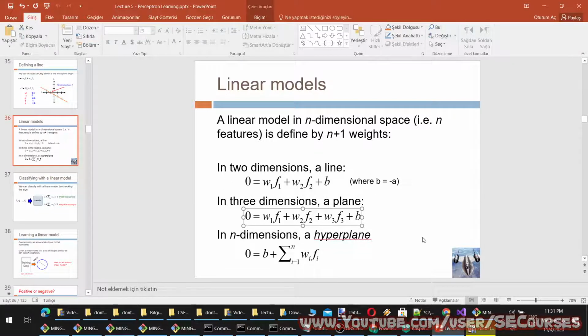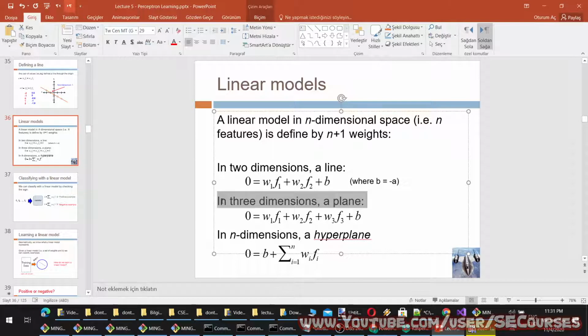Some of them would be equal to 0 if we try to separate them with a single line. Actually, this would be a plane. This is not a line anymore. In more than 2 dimensions, it becomes a plane. In n dimensions, it becomes a hyperplane. This is important. In 3 dimensions, it becomes a plane. Hyperplane means multiple planes, I believe.